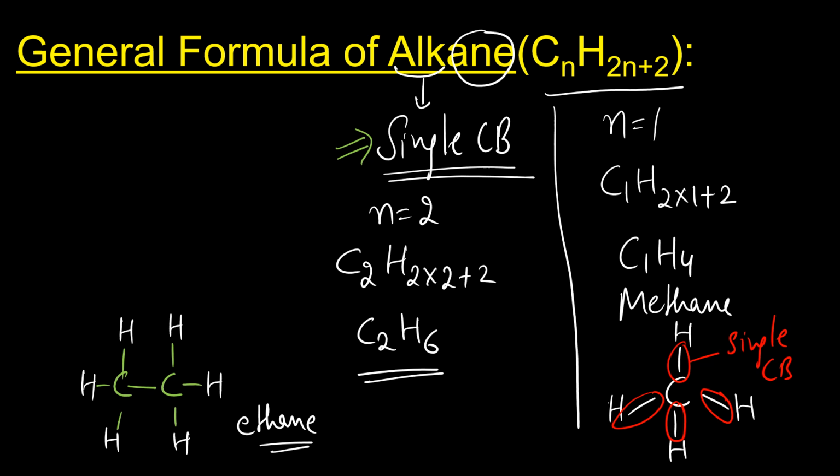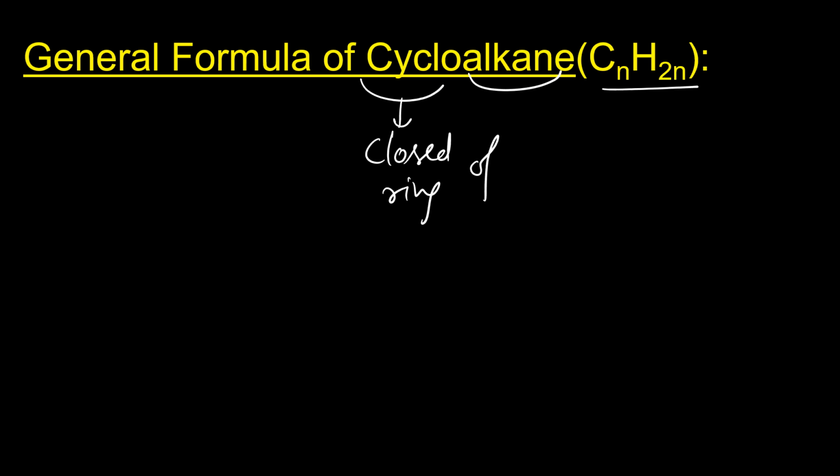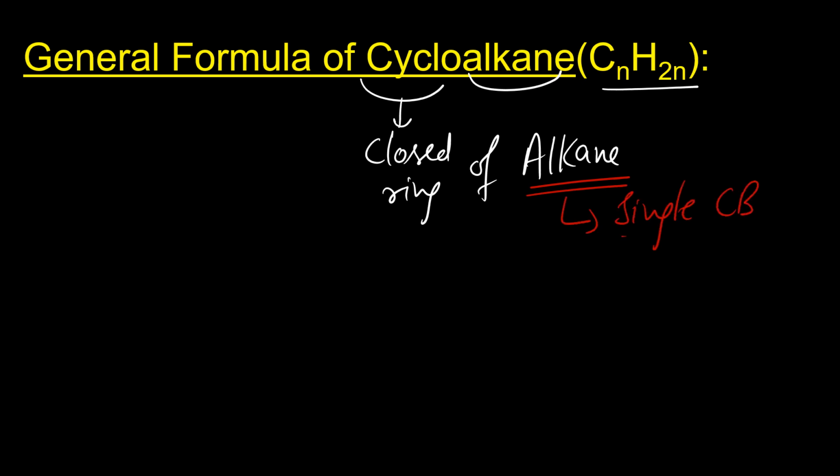Now let's discuss cycloalkanes. As we know, cycloalkanes have the general formula CnH2n. Now what is the meaning of cyclo here? Cyclo means closed ring. It is a closed ring of alkanes. And what is the meaning of alkane? We know alkanes are those having only single covalent bonds.